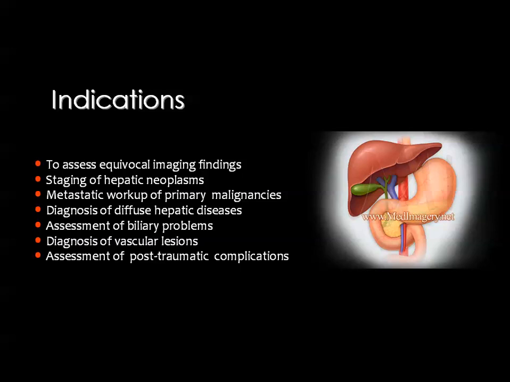Also, the diagnosis of diffuse hepatic disease can be performed by a combination of ultrasound, CT, and MRI whenever relevant, as I will explain to you. Then the biliary problems will be discussed in a separate lecture. As for the vascular lesions, you know that CT now, especially the multi-detector CT, is one of the major tools in assessment of vascular pathology. And the assessment of post-traumatic complications has been explained in the lecture of abdominal trauma.